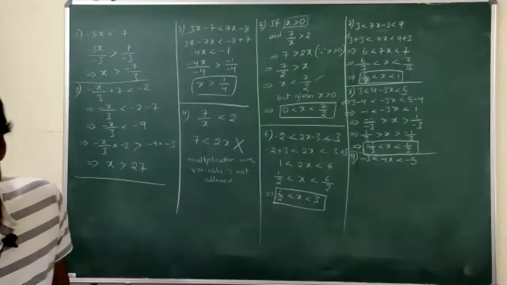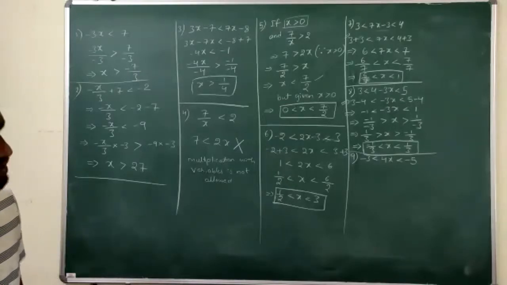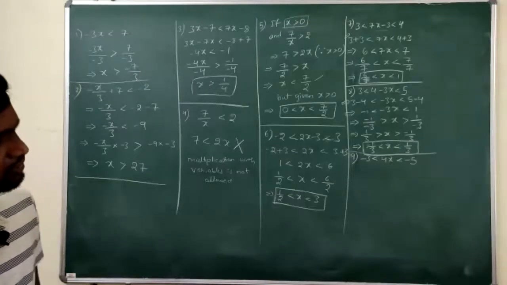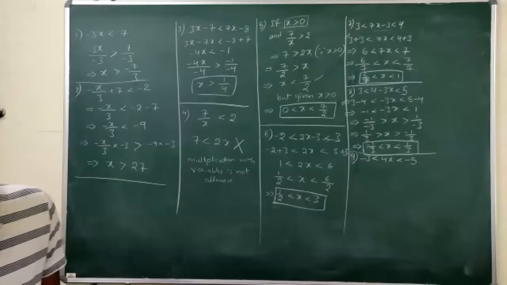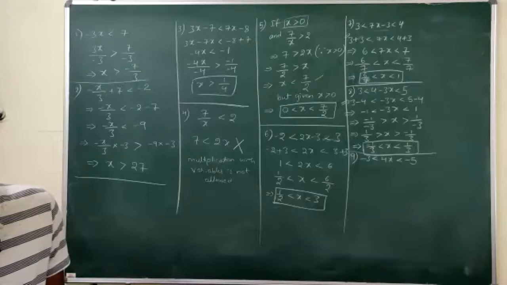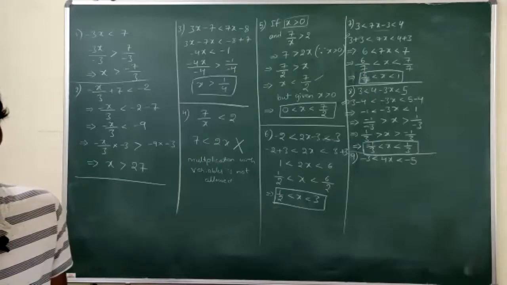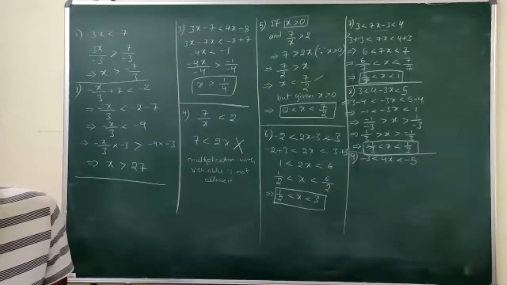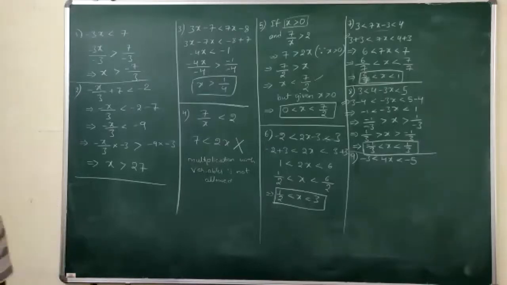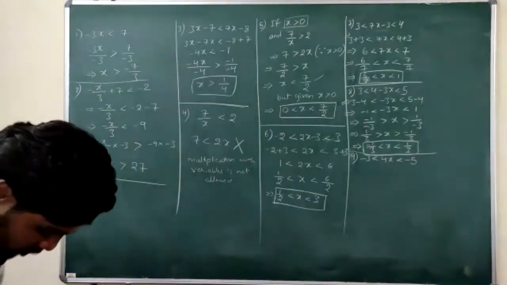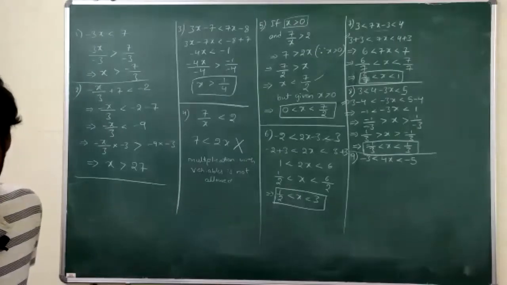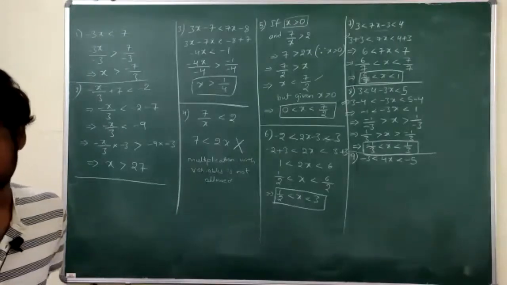Okay. Venkatesh, ninth one: minus 3 by 4 less than x less than minus 5 by 4. That's fine. But is it possible? Think about that. The inequality which you are given now, is it possible? Which of those two is greater? Minus 3 by 4 is greater or minus 5 by 4 is greater?